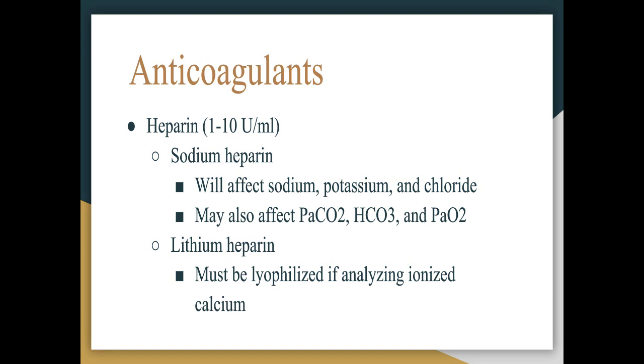Sodium heparin may bind cations and therefore will affect your sodium, potassium, and chloride levels. It may also cause a decreased PaCO2 and bicarbonate if diluted to more than 10%. 60 units per milliliter of sodium heparin has been shown to significantly decrease the aforementioned values, so your PaCO2, your bicarbonate, and your electrolytes, as well as your PaO2. However, that quantity of sodium heparin may not cause clinically significant changes in your pH.